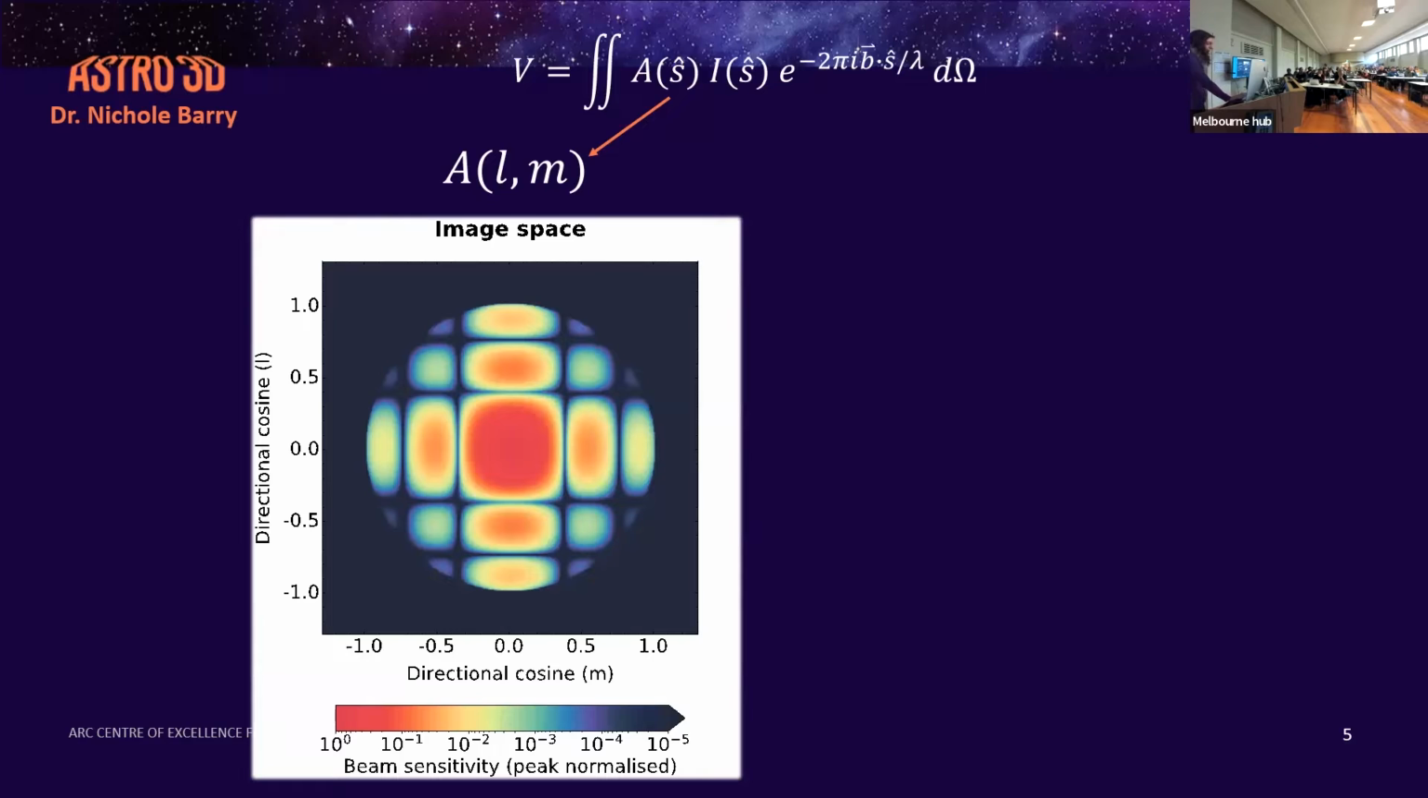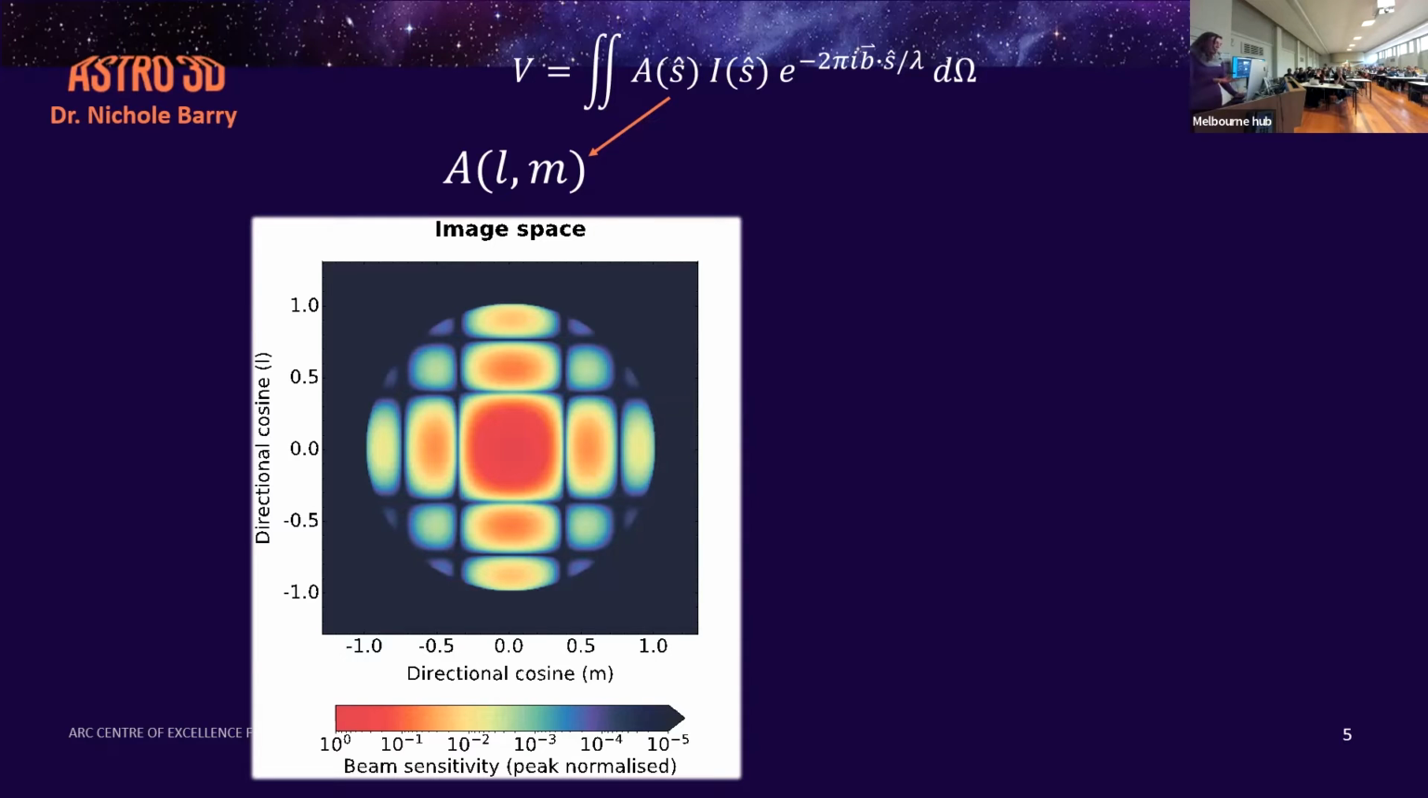So if we take a look at that A term, this is what the instrument sees. If you were to lie flat on your back and look up from the Murchison, and you pretended you were a radio telescope, this is what you would see. So in the middle, it's 1. That's your primary lobe. And then you have these side lobes. And that's because you don't have a perfect dipole. It's just how it is.